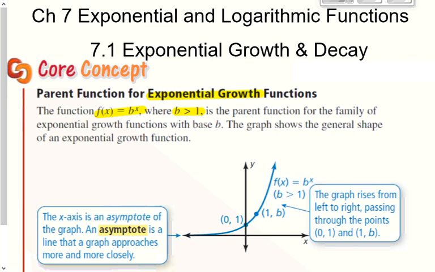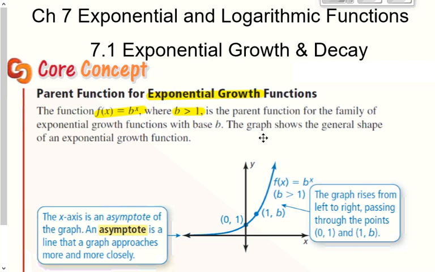All right, 7.1 is exponential growth and decay. So we're looking at the parent function for exponential growth. And the function we're looking at is f of x equals b to the x power, where b is greater than 1. So we may have 2 to the x power or 5 to the x power, as long as that b value right there is greater than 1. That is the parent function for the family of exponential growth functions with base b.